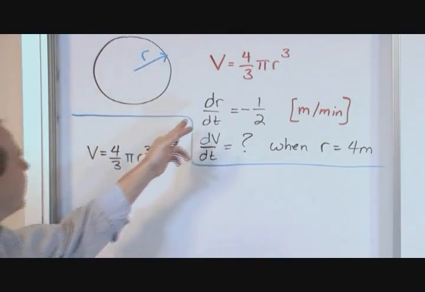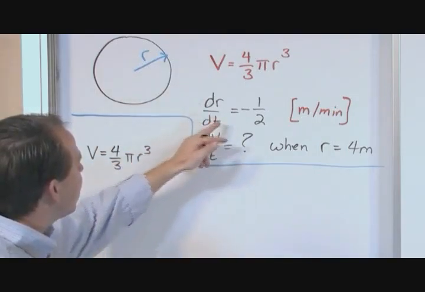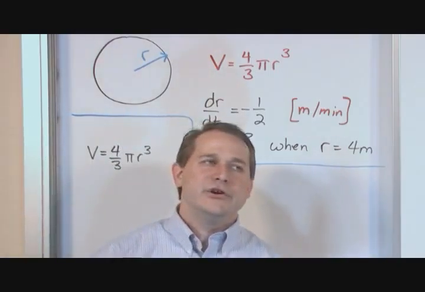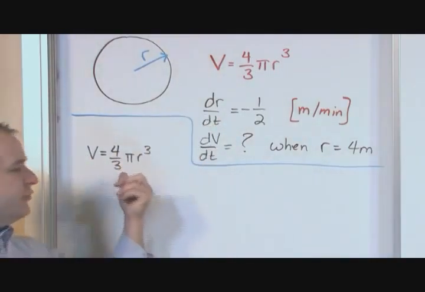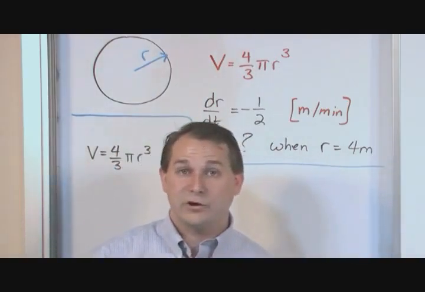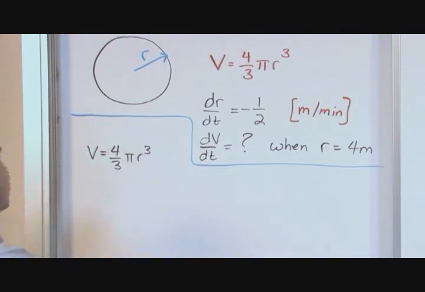But none of these derivatives are with respect to r. They're all with respect to time, because it's all velocity based. So what you really want to do is take the derivative of both sides of this equation with respect to time. And so you don't have time anywhere in this equation. You have V and you have r. So you need to use implicit differentiation. That's why we learned about it in the last section. So let me go ahead and do that, and then we'll make sure you understand.